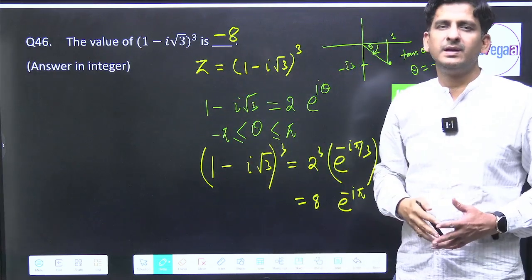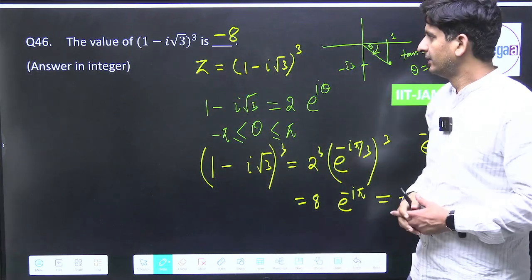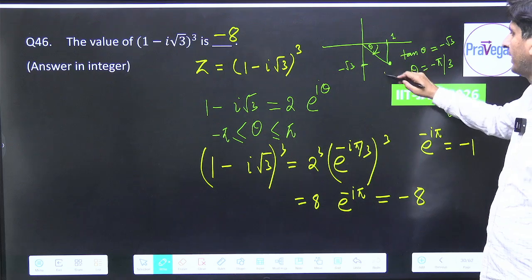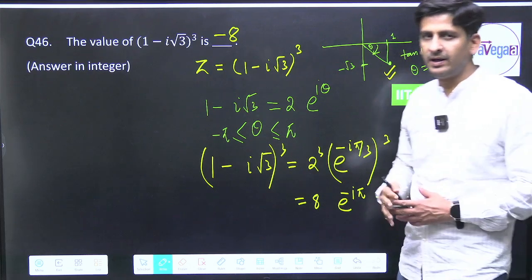So very basic question on complex numbers. So you see, you just have to know Euler's equation, and one thing you have to pay attention to, that the argument should be written correctly.